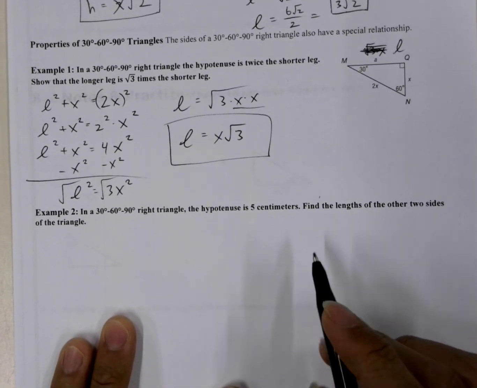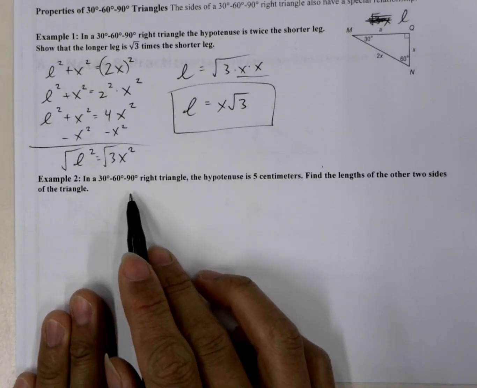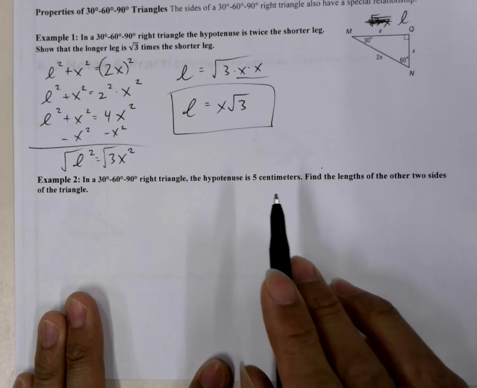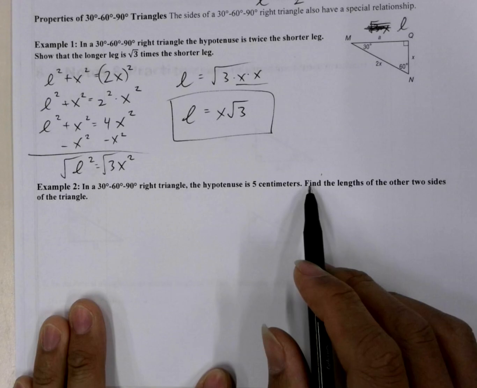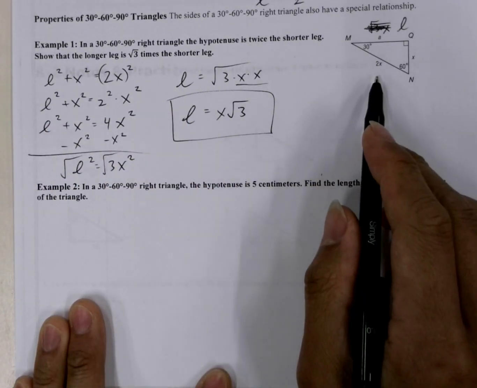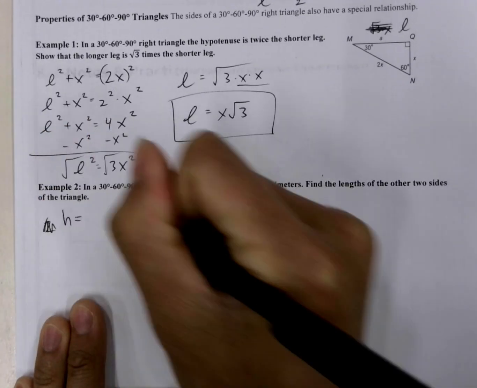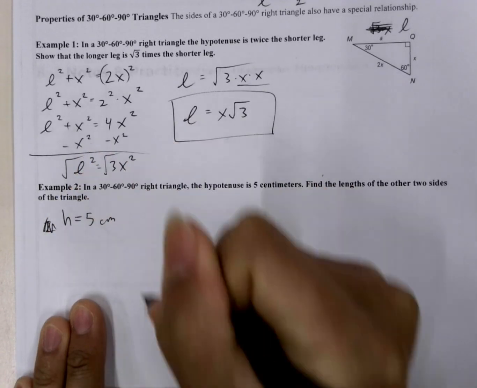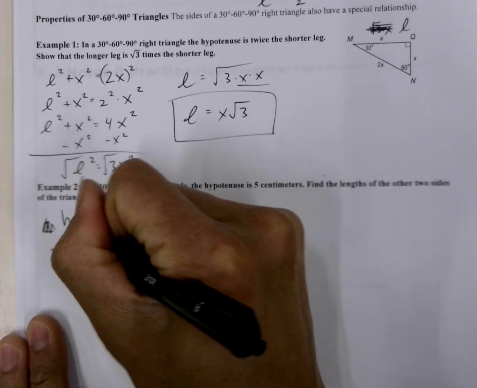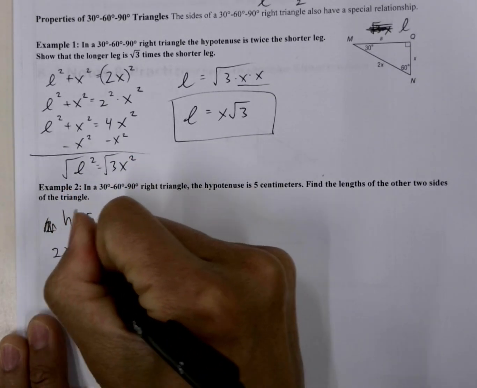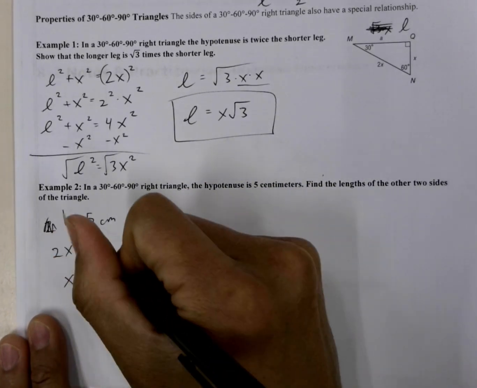So we can use that to solve problems, and let's go ahead and use that ratio to solve this problem in example 2. We have a 30, 60, 90 degree triangle. The hypotenuse is 5 centimeters. Find the length of the other 2 sides of the triangle. So we know the hypotenuse is 2x, right? Let's say h is equal to 5 centimeters. We know what h is. h is 2x, right? So we'll plug that in: 2x for h equals 5. And we'll say x is equal to 5 divided by 2, or that can be simplified to 2 and 1/2.